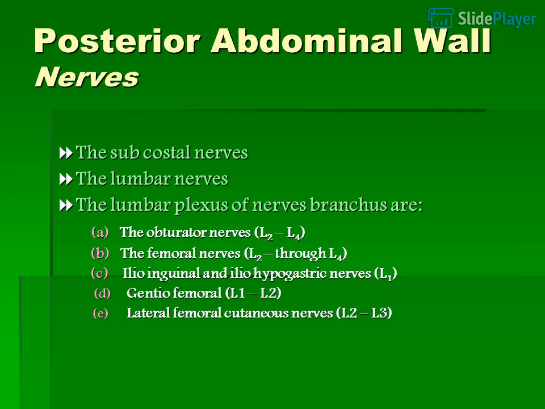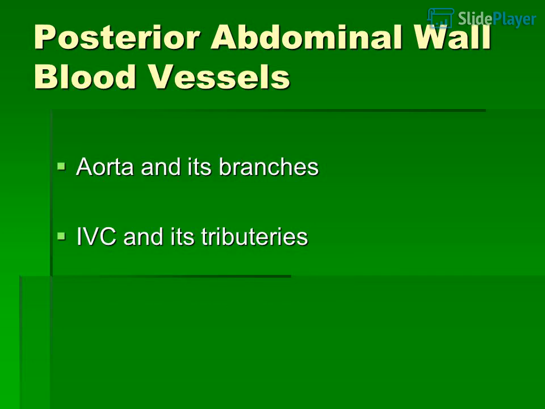The lumbar plexus of nerves has branches: A, the obturator nerve, L2 to L4. B, the femoral nerve, L2 through L4. C, ilioinguinal and iliohypogastric nerves, L1. D, genitofemoral nerve, L1, L2. E, lateral femoral cutaneous nerve, L2, L3. Posterior abdominal wall blood vessels: aorta and its branches, IVC and its tributaries.